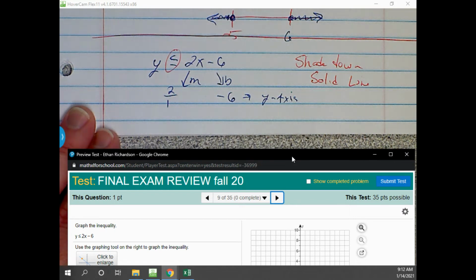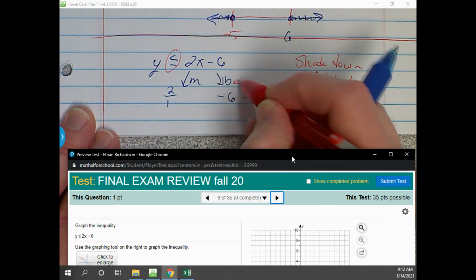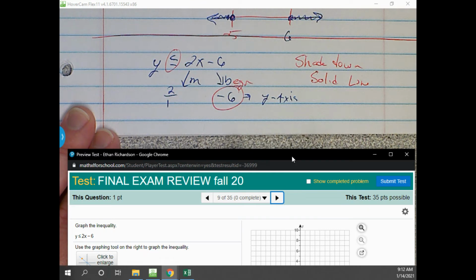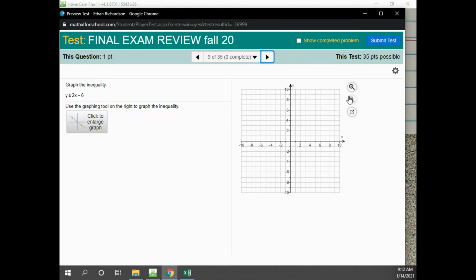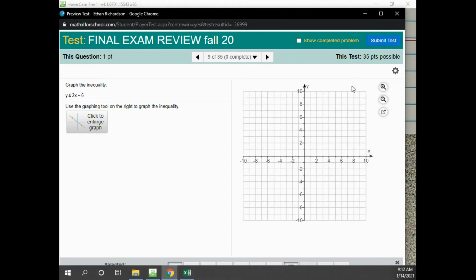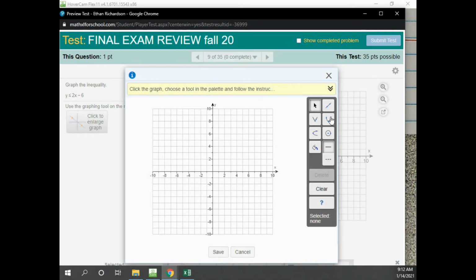Okay, so we have to start at -6. So we're going to begin at -6 on the y-axis. And then to get to the next point, because it's positive, we're going up 2 and then over 1. If that had been negative, we would go down 2 and then right 1. So for this one, again, we'll start at -6. I'm going to zoom in just a little bit. We need a solid line. We're going to start at -6, go up 2 and over 1, which should put us there.